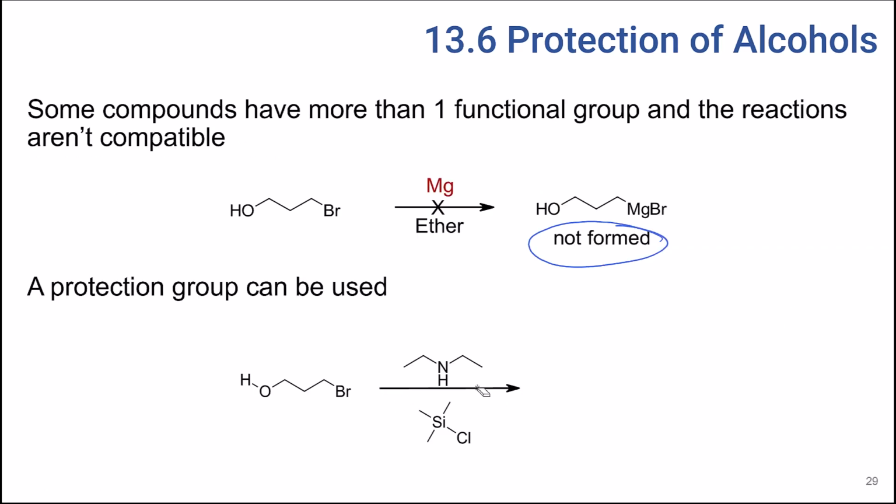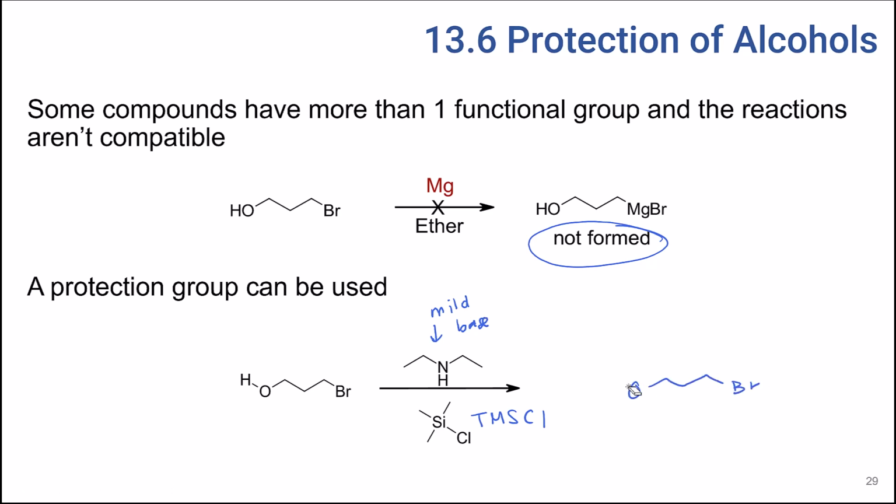In this case, we can use something like trimethylsilyl chloride. This is abbreviated TMS chloride, in the presence of a base. So this is a mild base. And what that's going to do is it's going to protect the alcohol and kind of put a cap on it so that the reagents don't see the alcohol.